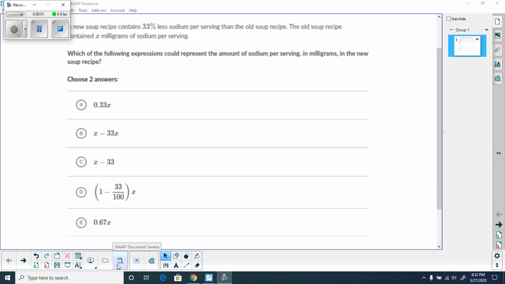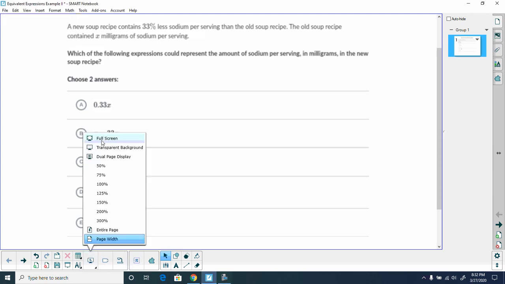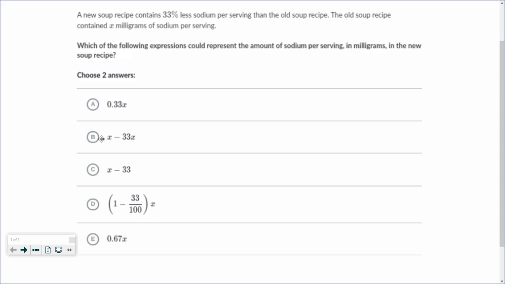Okay, here's a question that I was asked to answer. A new soup recipe contains 33% less sodium per serving than the old soup recipe. The old soup recipe contains X milligrams of sodium per serving. Which of the following expressions could represent the amount of sodium per serving in milligrams in the new soup recipe?